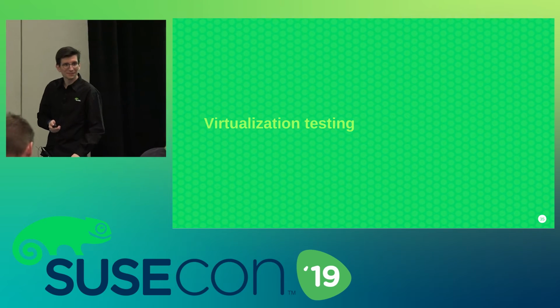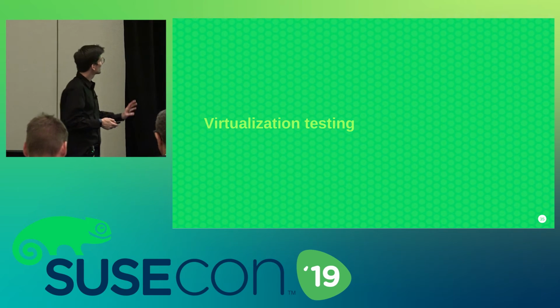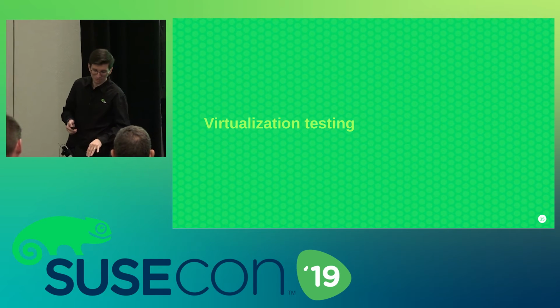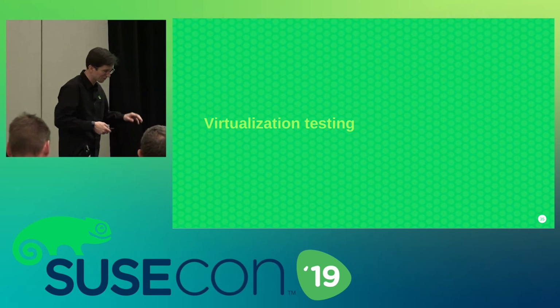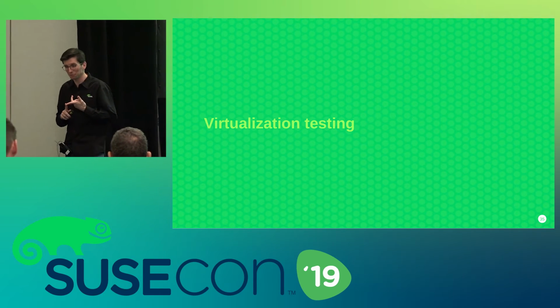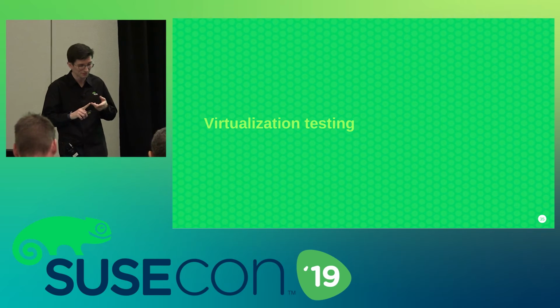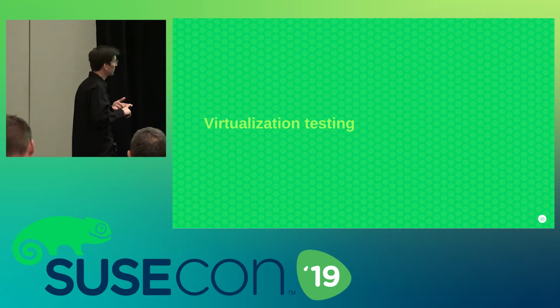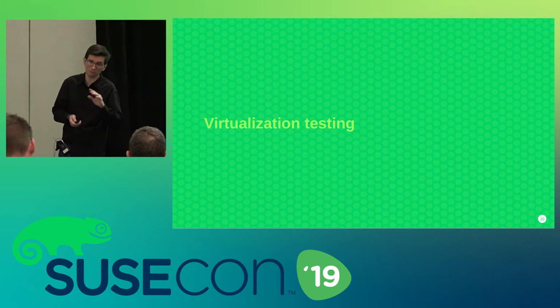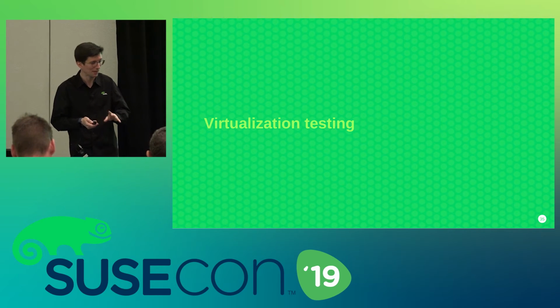Okay, so let's talk about virtualization testing. One of the main problems we've got is that we have two hypervisors. We are a perfect guest, so we need to be supported in third-party hypervisors. And we support Windows guests, etc. This is a main problem in terms of QA.